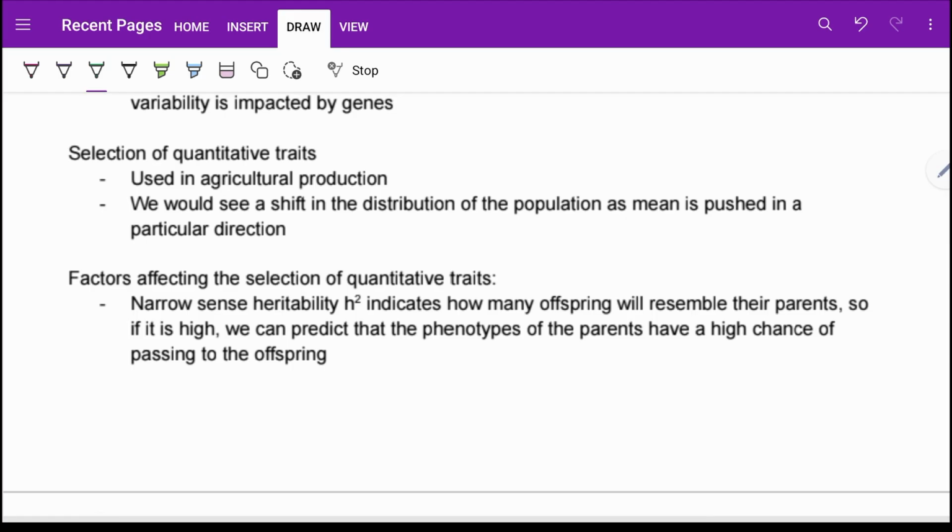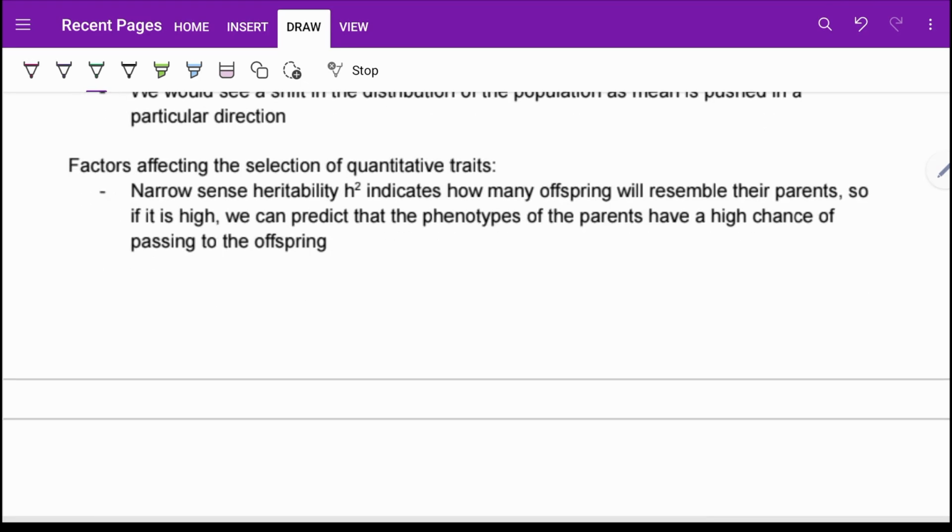We have the selection of quantitative traits, and we use that in agricultural production. Basically, when we do artificial selection, if we want larger ears of corn, we try to push the average phenotype towards a larger ear rather than a smaller ear by selective breeding. And narrow sense heritability can actually tell us how successful our artificial selection will be.